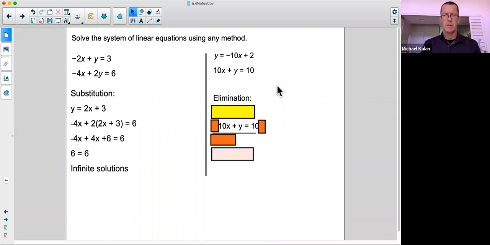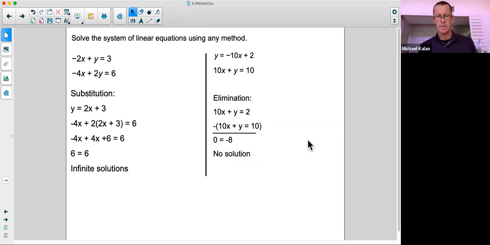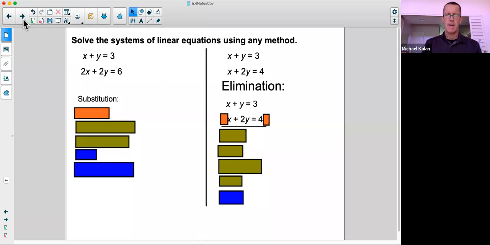Okay, what about this one? Oh, do it by elimination. That's too bad, because it would have been nice to have done this by substitution, right? With y already isolated. But we're going to do it by elimination, which means we need to get everything lined up. So I added 10x and plus y equals 2. So now everything's lined up. Am I going to add or subtract? Subtract, right? Because they're matching, so we want to get them to disappear. But the problem is, both variables disappear. And 0 does not equal -8. So no solution.